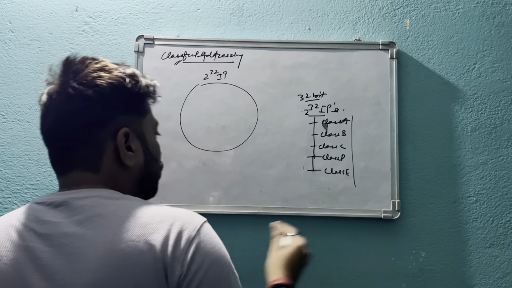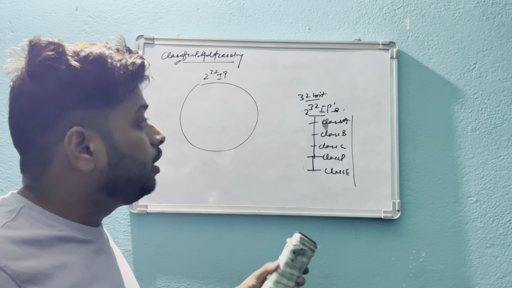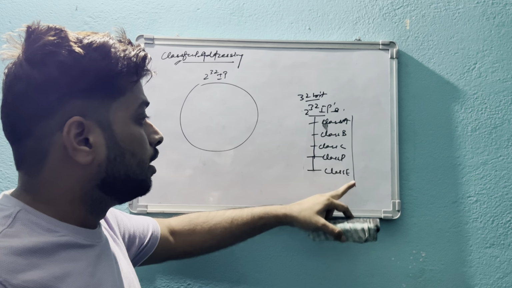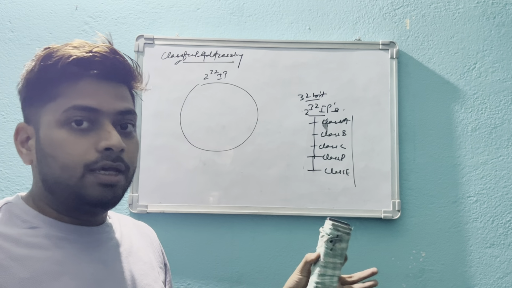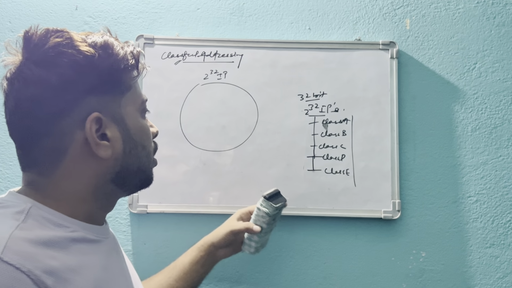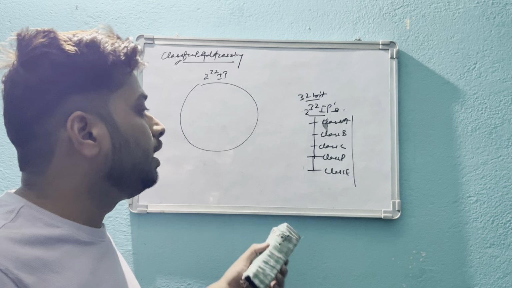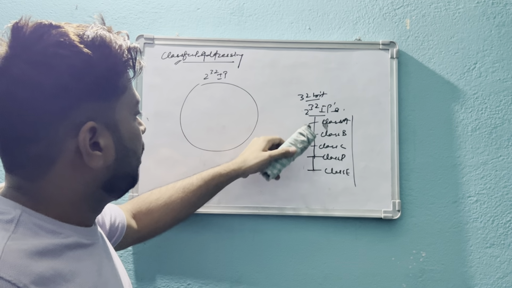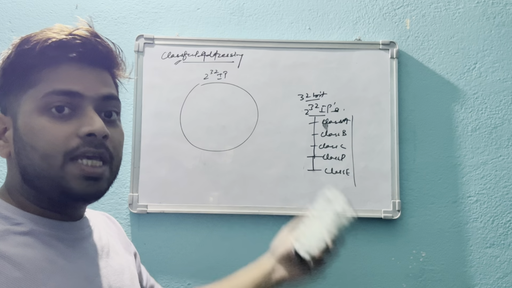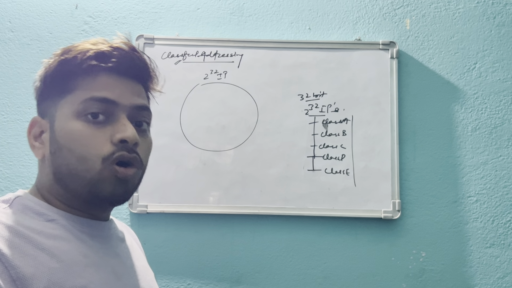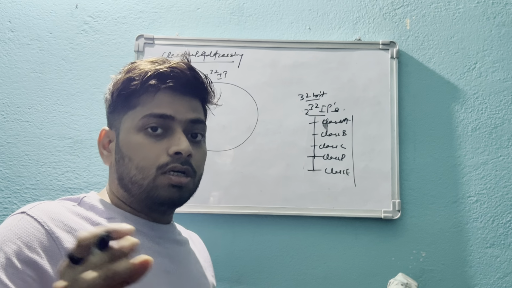I'll explain why we divide into class A, B, C, D, and E. There is a concept of network ID and host ID, and we use subnetting and these concepts. That's why we need to divide into classes A, B, C, D, and E. Also, the number of IPs in each class differs by quite a large number.